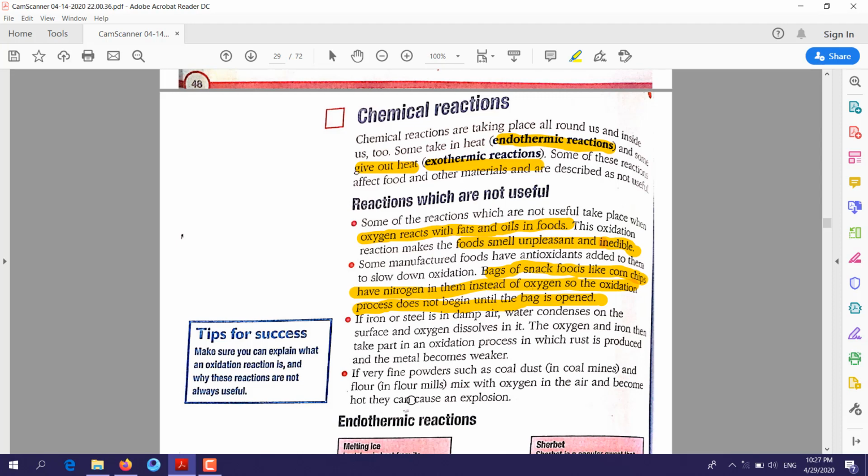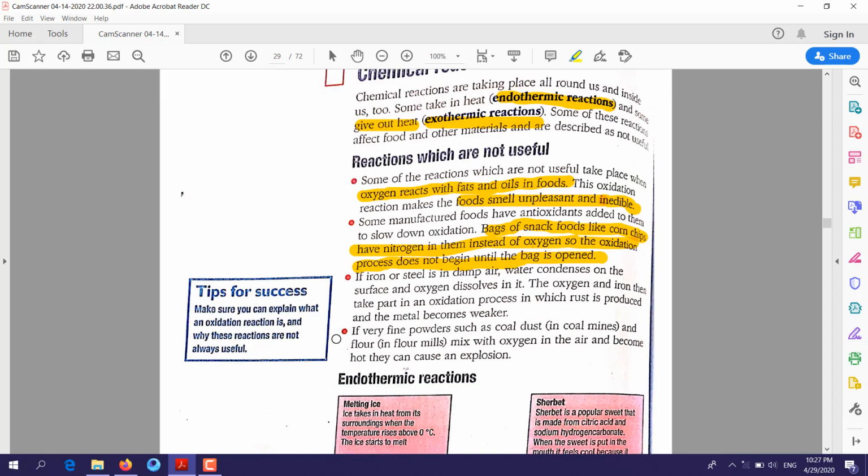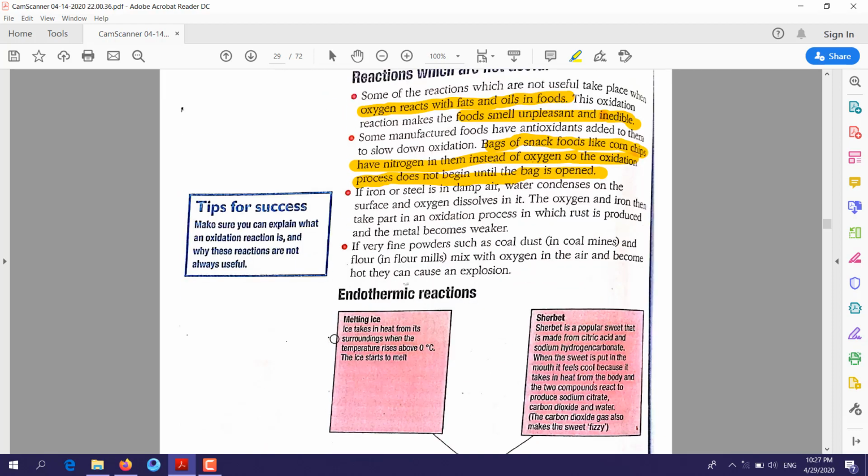Okay, why? What happened? This is a chemical reaction. The iron or metal reacts with oxygen to form metal oxide. This metal oxide, or this rust, will make the metal weak. And still there are lots of reactions that are not useful.